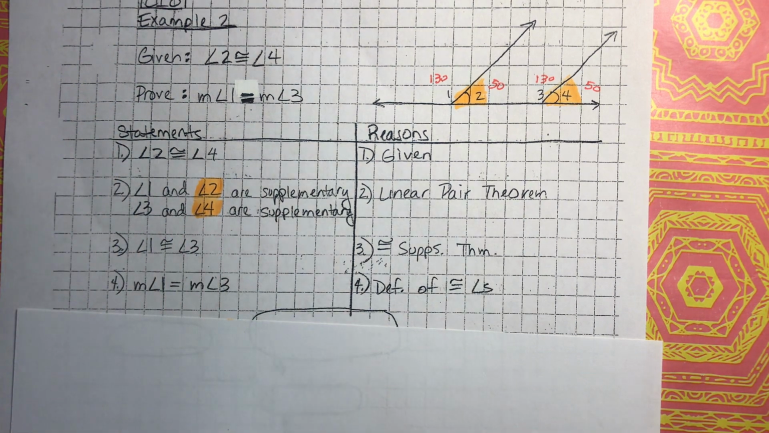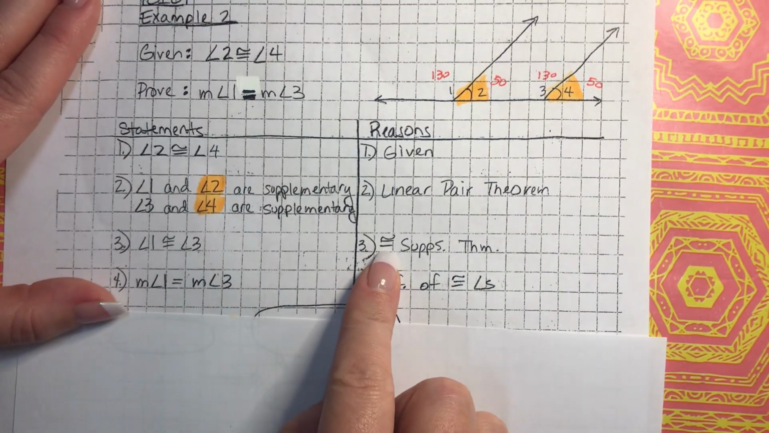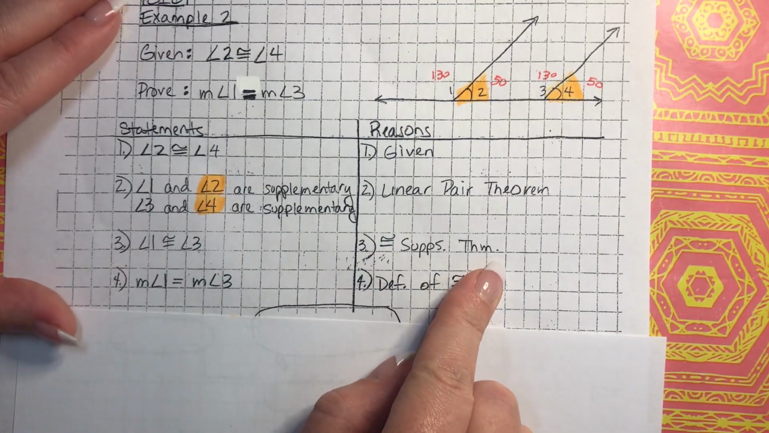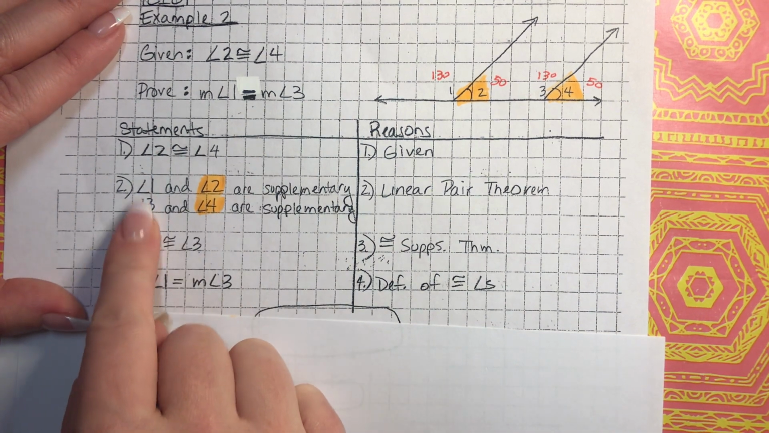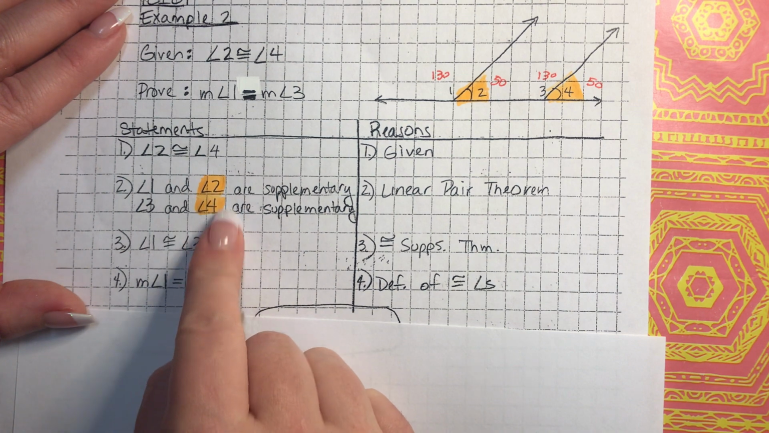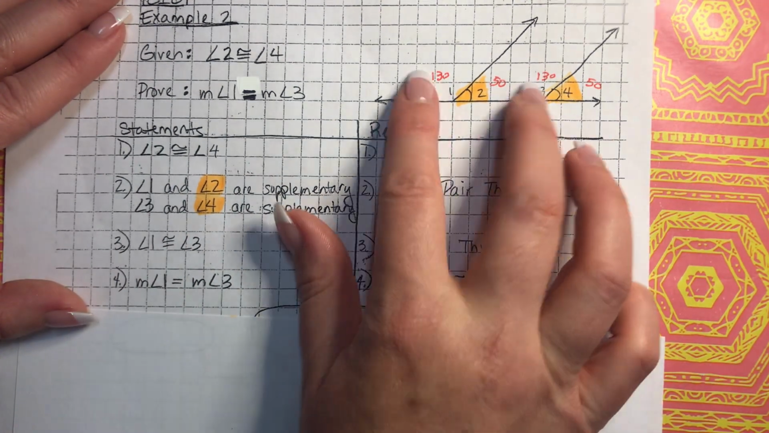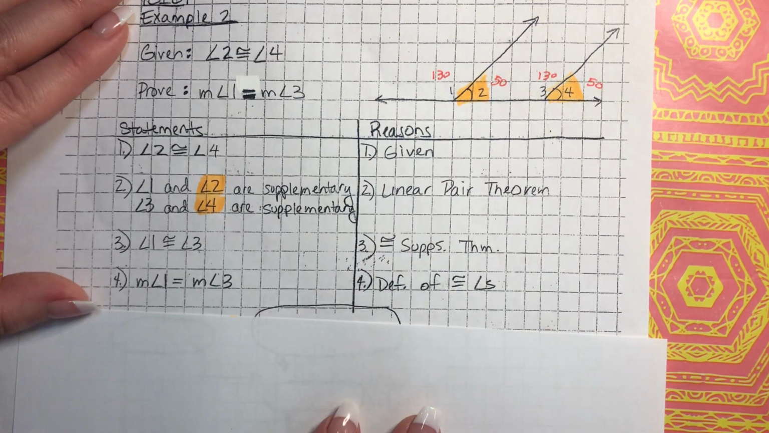So the key that unlocked the lock was this congruent supplements theorem, establishing that we have two angles that are supplementary to the same angle or to two angles that are congruent to each other. Therefore, those two angles must be congruent. And you can see that they are when we stick numbers in there.